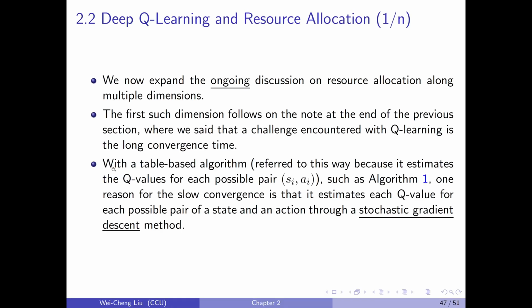So point 3, a table-based algorithm, referred to this way because it estimates the Q values for each possible pair (SI, AI). Okay, what does it mean? It means a table-based algorithm. SI is the state of the secondary user I, and AI is the action taken by secondary user I, such as in algorithm 1. Okay, let us go to algorithm 1.